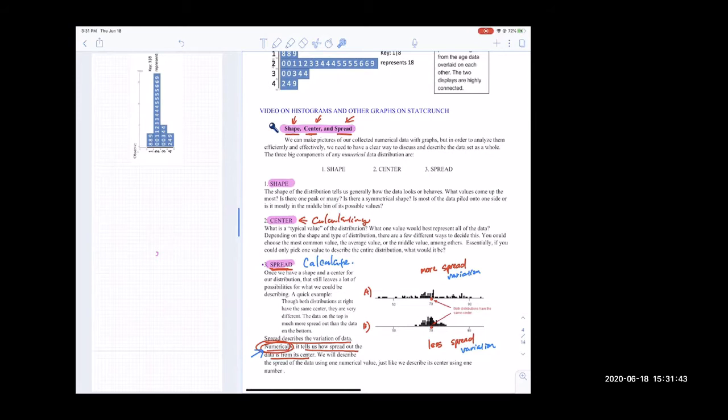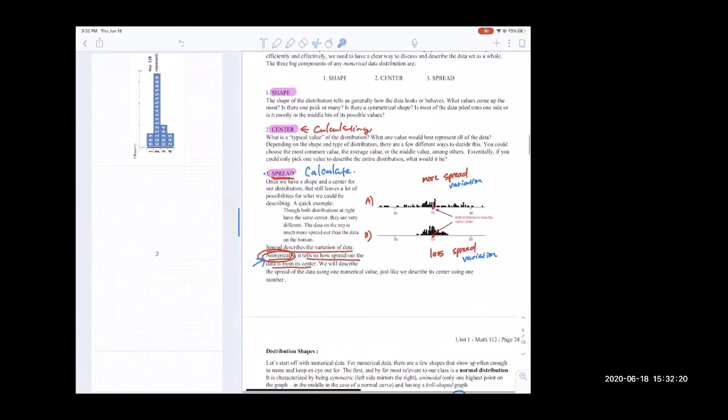Upon knowing that, we can calculate the measurement of the center, what we call the typical center, right? So what is the typical value of the distribution? How do we figure that out? What one value would best represent all the data, depending on the shape and type of distribution? There are a few different ways of calculating this, okay? And Joseph and Alex will go over the calculation process and show you how to calculate this in StatCrunch. Got it? Okay.